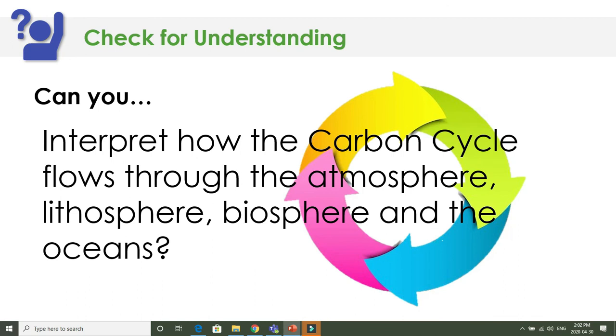So here is what you needed to be able to do. Can you interpret how the carbon cycle flows through the atmosphere, lithosphere, biosphere, and the ocean? So how does it work? How does carbon flow through these 4 spheres? What are some of the ways that it does that?